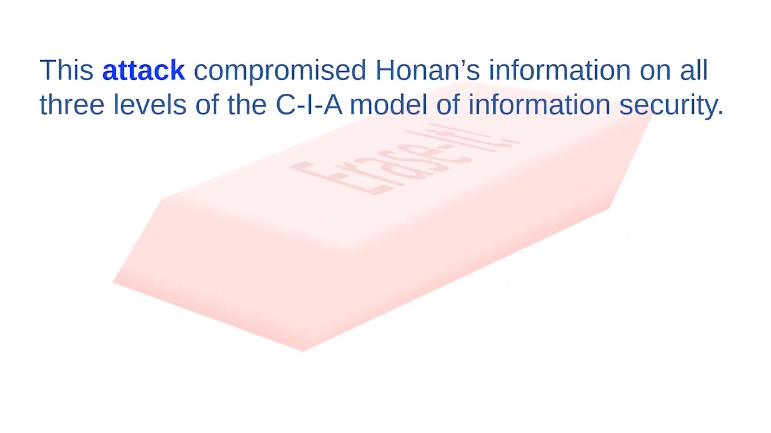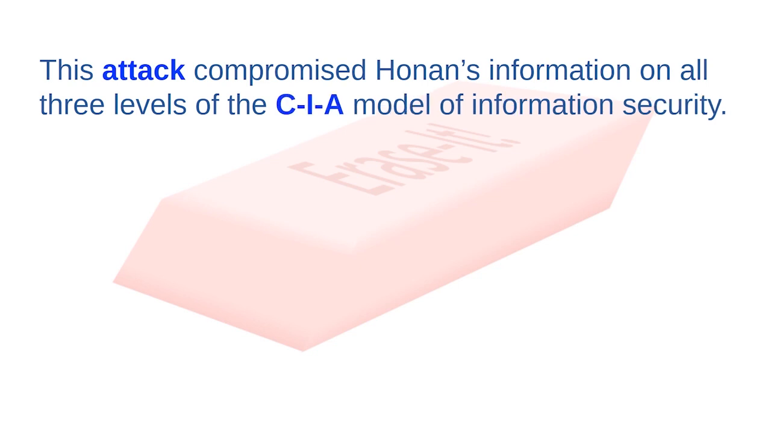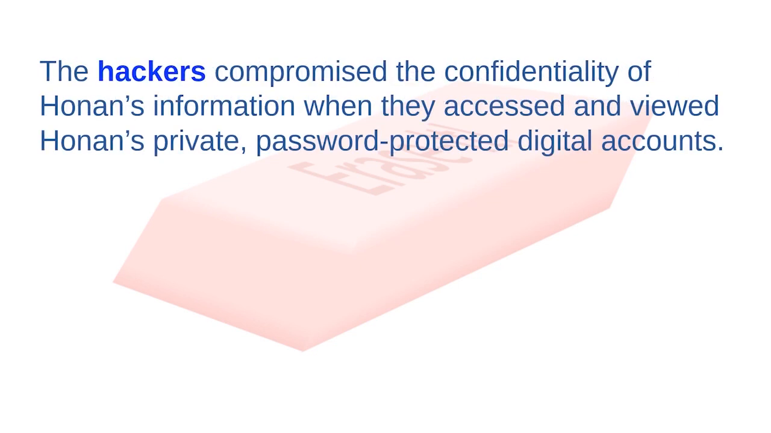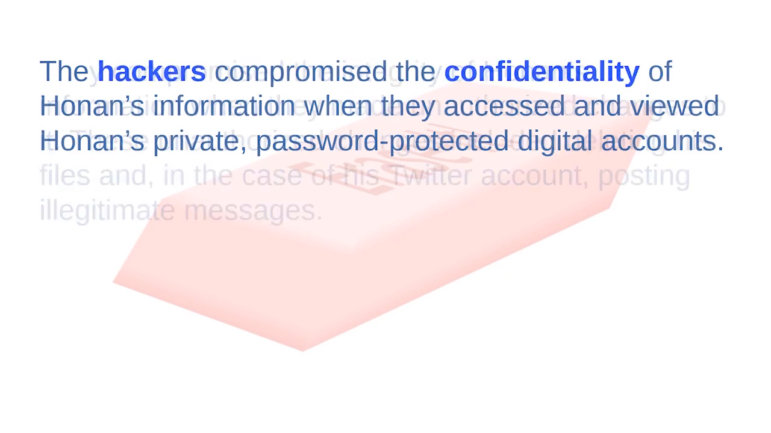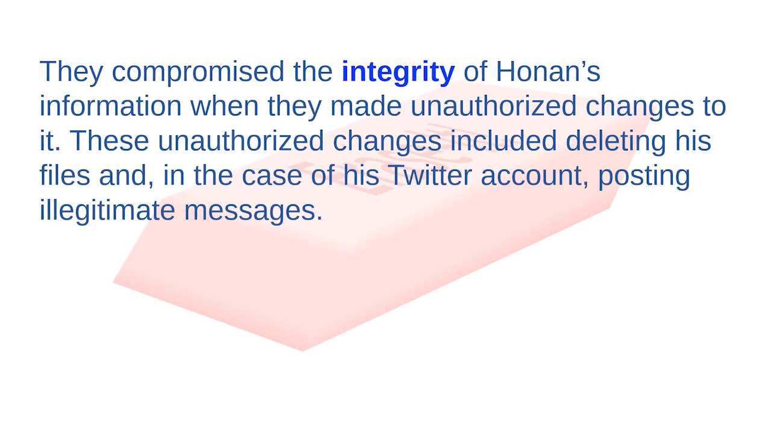This attack compromised Honan's information on all 3 levels of the CIA model of information security. The hackers compromised the confidentiality of Honan's information when they accessed and viewed Honan's private, password-protected digital accounts. They compromised the integrity of Honan's information when they made unauthorized changes to it. These unauthorized changes included deleting his files and, in the case of his Twitter account, posting illegitimate messages.